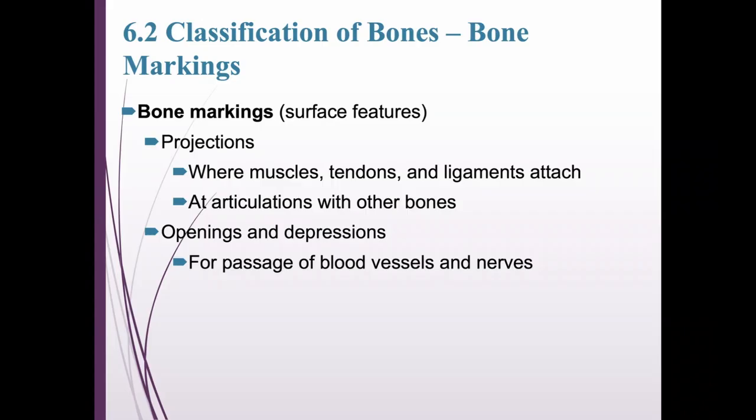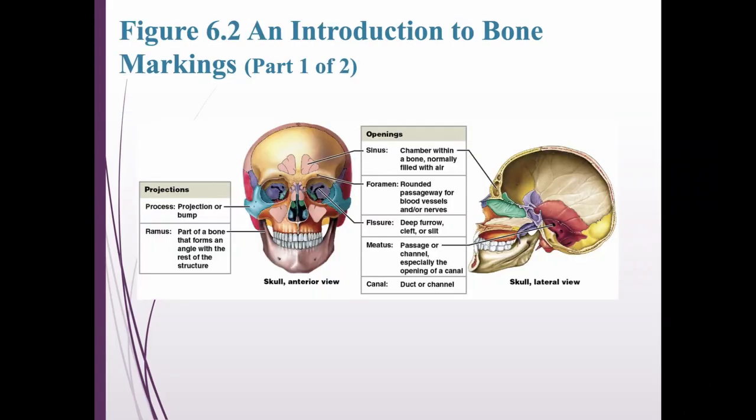So, for example, the hole, a foramen or foramina. Those are going to be for passage of blood vessels and nerves. So if you see here, some good examples of projections. Process is a type of projection. It is basically a projection or a bump, okay? And then you have a ramus. A ramus is going to be a part of the bone that basically is going to form an angle. You can see it's angled with the rest of the structure. Okay, so they call that a ramus.